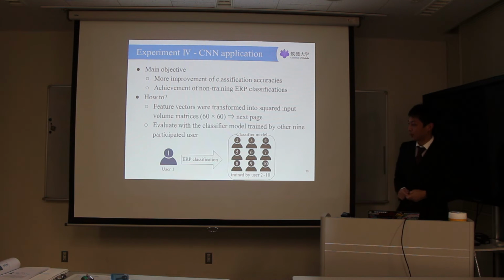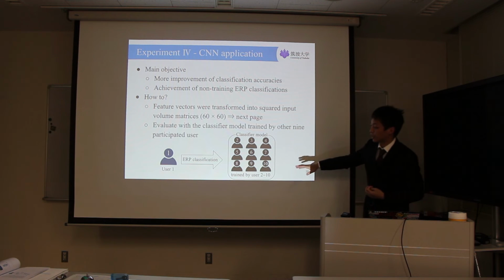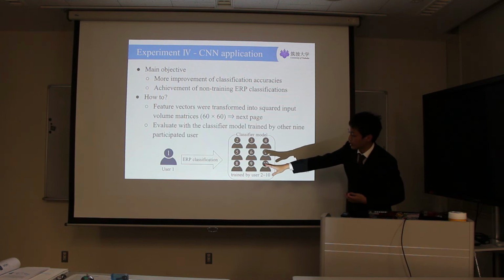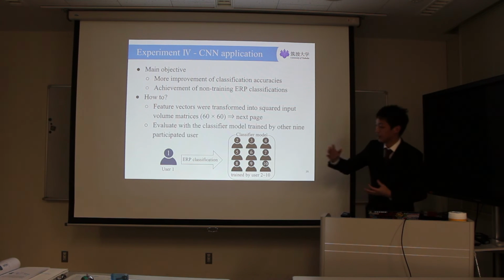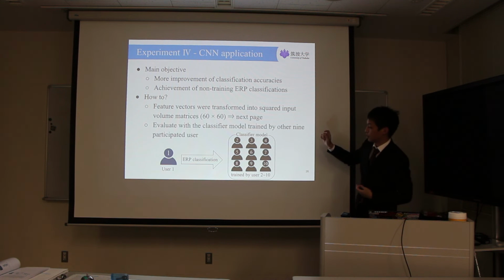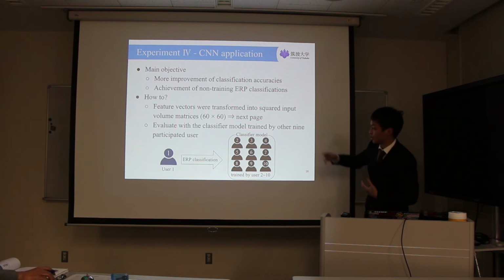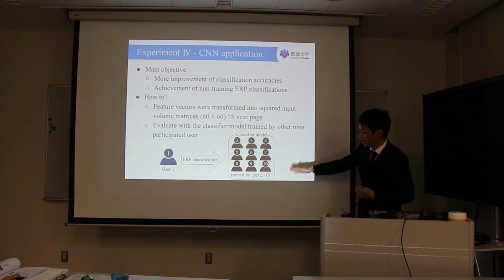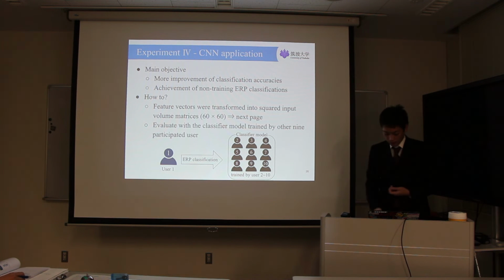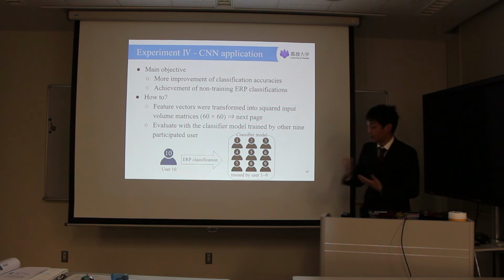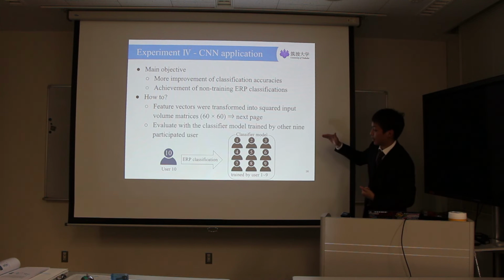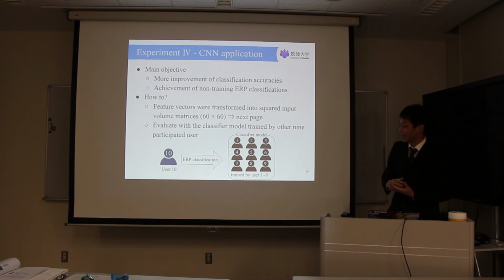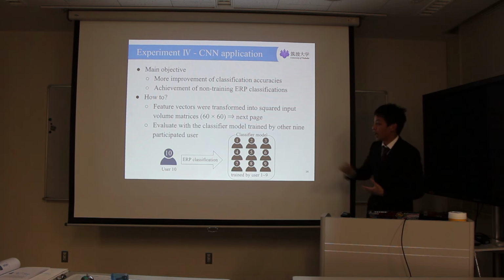However, in this experiment, we try to apply the non-personal training experiment. For instance, when the ERP classification of user 1 is evaluated, we use the classifier model trained by users 2 to 10. In another case, when user number 10's ERPs are classified, we apply the classifier model trained by users 1 to 9.